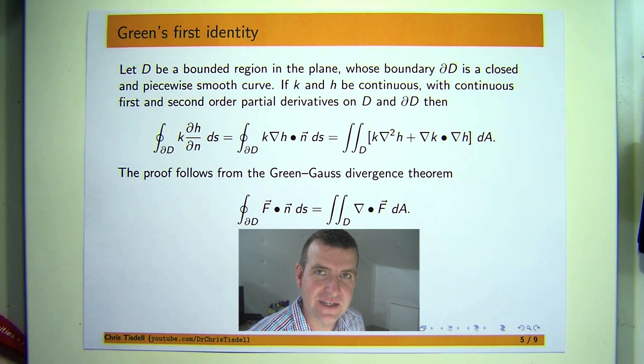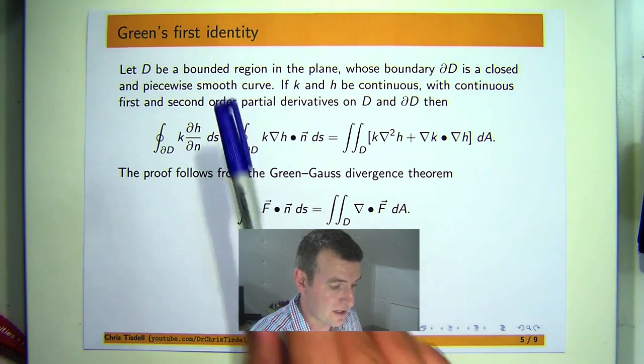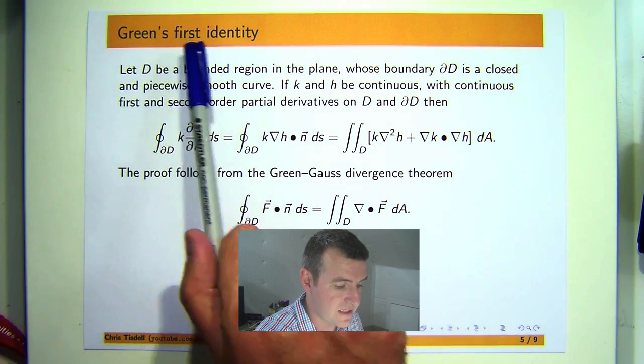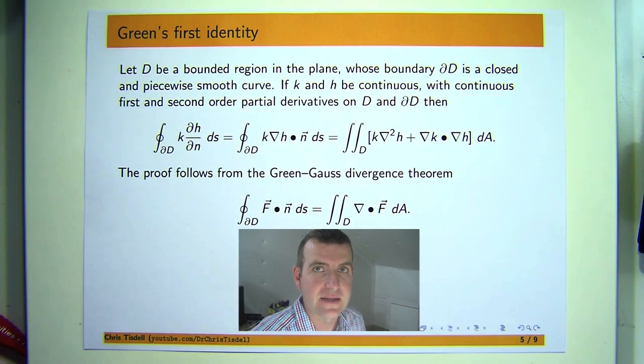In this presentation I'm going to continue my series of videos on partial differential equations. And in particular we're going to look at an idea known as Green's first identity. Now this identity is one of several identities due to the famous mathematician and physicist George Green.